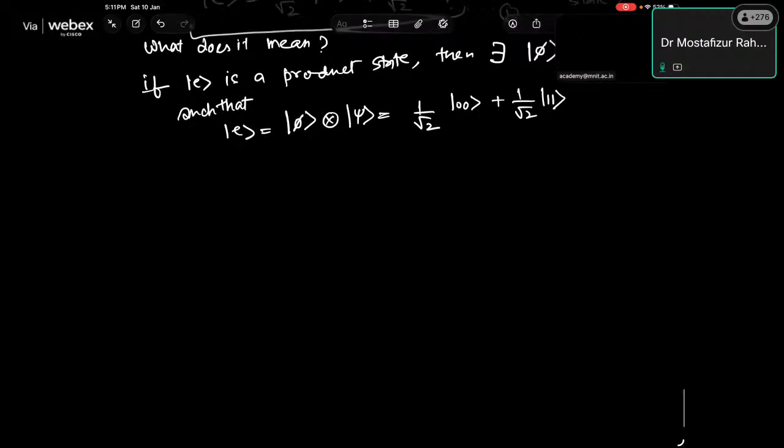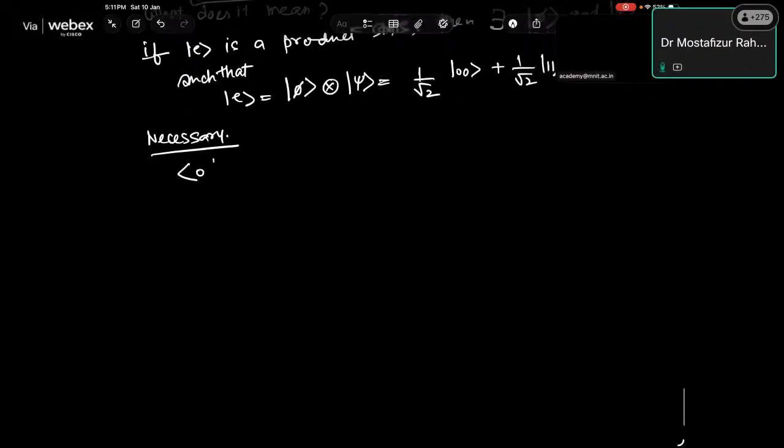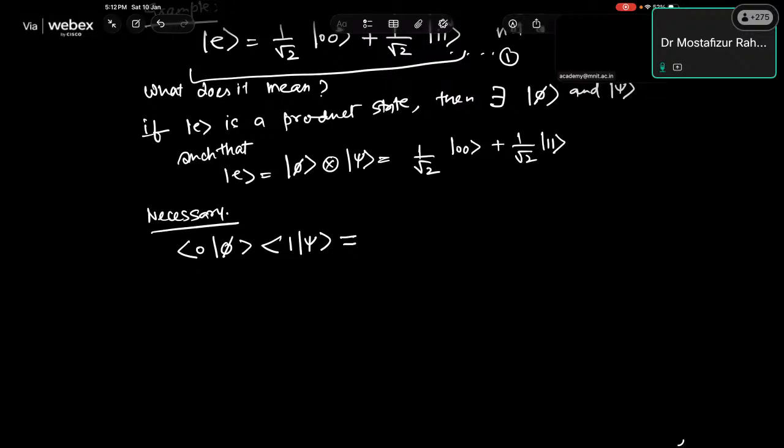If that is the case, then what is necessary? The necessary condition is that if I take the inner product of ⟨0| with phi and the inner product of ⟨1| with psi, suppose this is the case, this is a 01 state. For two qubit states like phi and psi, what are the possible states? They have the possibilities 00, 01, 10 and 11. These are the four possible states, right?